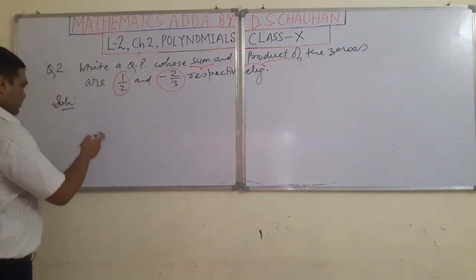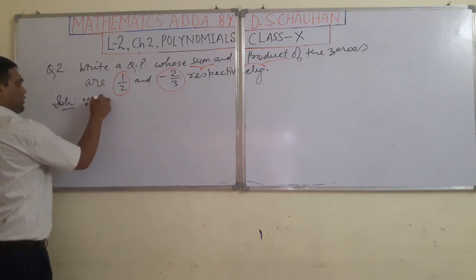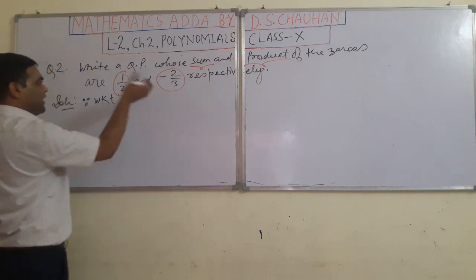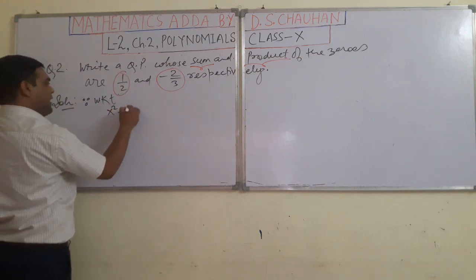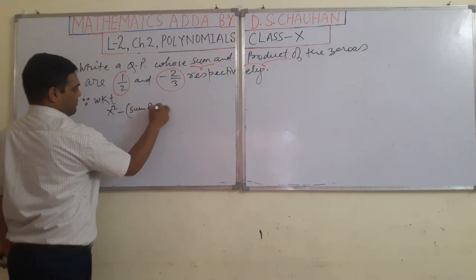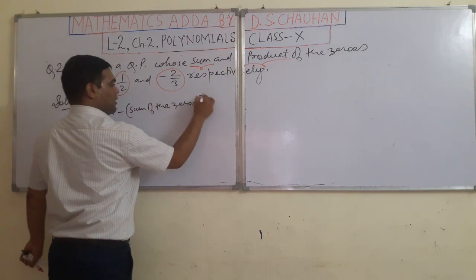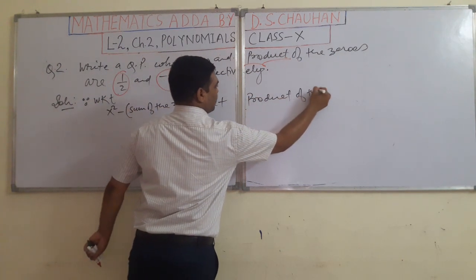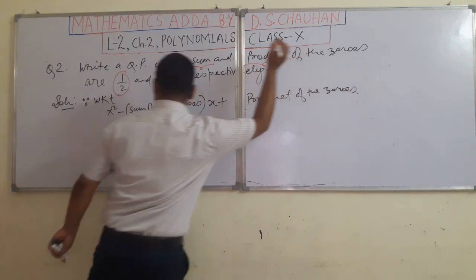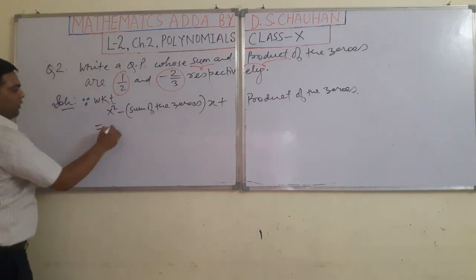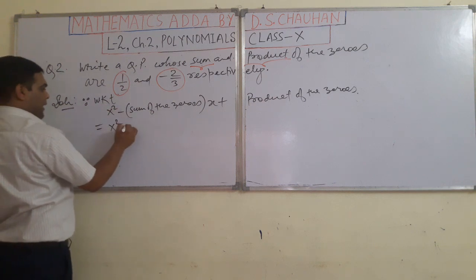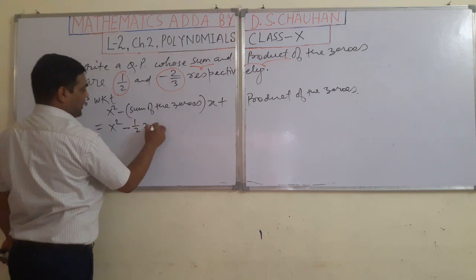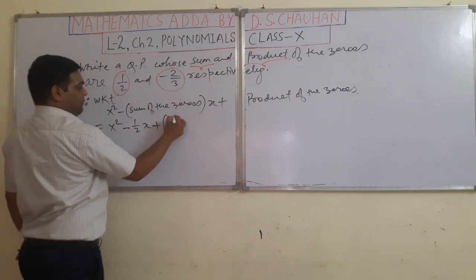See it here. You have to write the formula. Since we know that the formula to find out a quadratic polynomial whose sum and product of the zeros are given is x square minus sum of the zeros into x plus product of the zeros. Well students, now see it. Put the respective values. x square minus sum, which is here 1 by 2, into x plus product of the zeros, which is here minus 2 by 3.